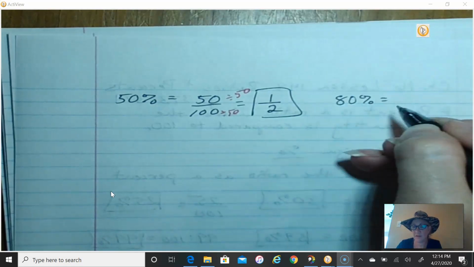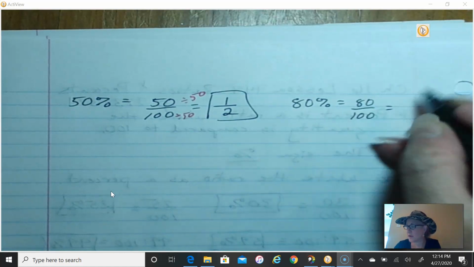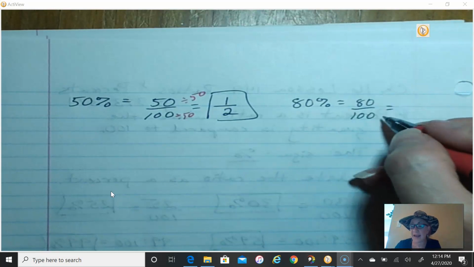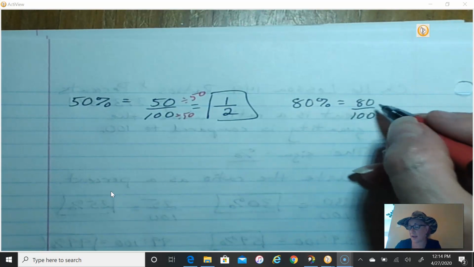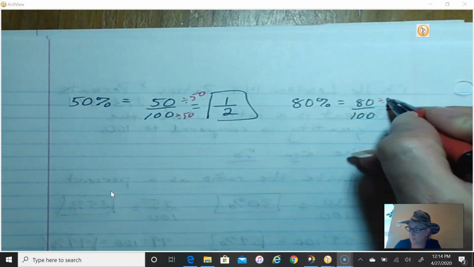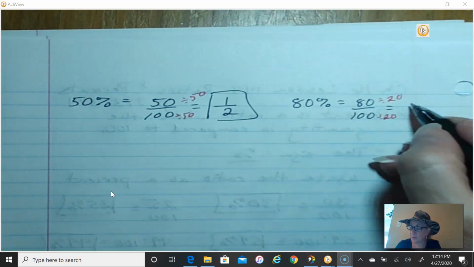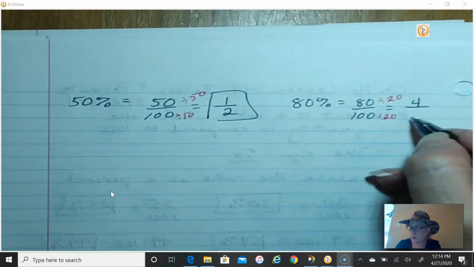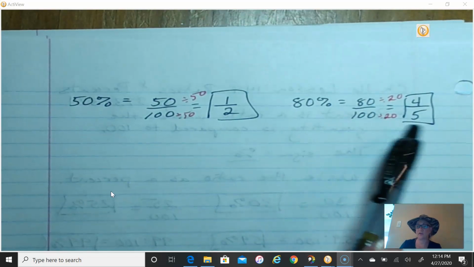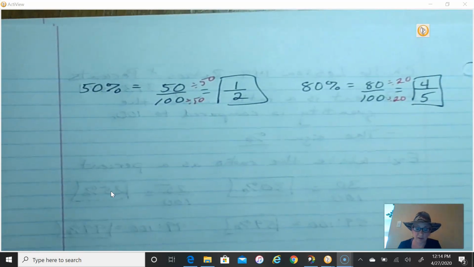80%. 80 over 100, and then put it in lowest terms. What number goes into 80 and 100? The largest number that can go into 80 and 100 evenly? 20. 80 divided by 20 is 4. 100 divided by 20 is 5. I better see these reduced fractions in your homework if your homework tells you to do that.